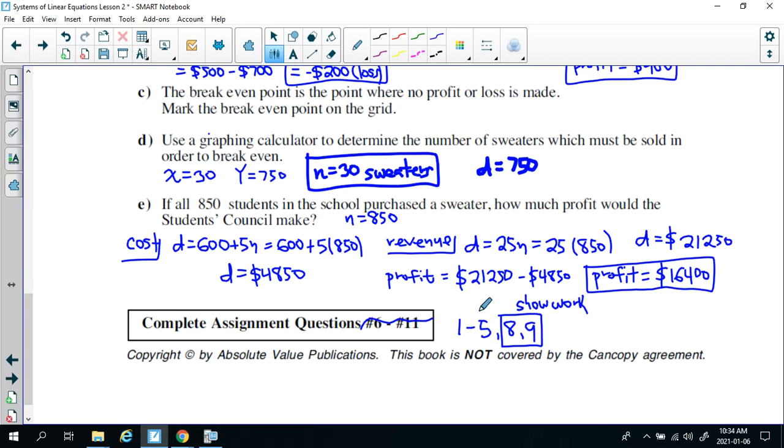Okay, so that's it for this lesson. We've dealt with all the graphical parts of looking at systems of equations. And in the next few lessons, we're actually going to start to solve these things algebraically. And I'll talk to you then.